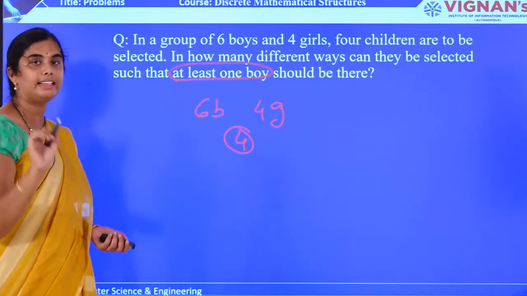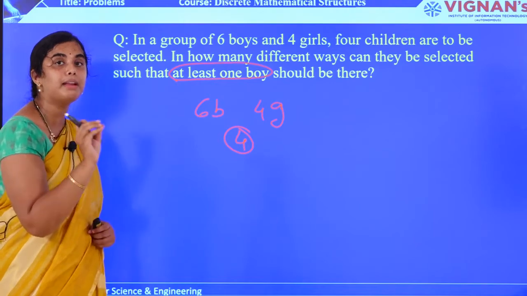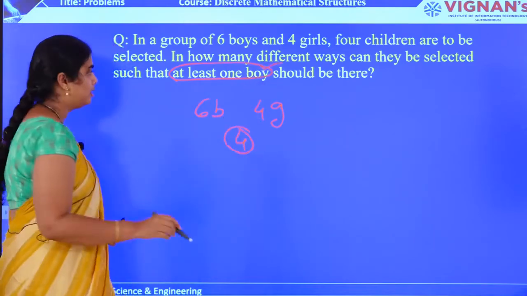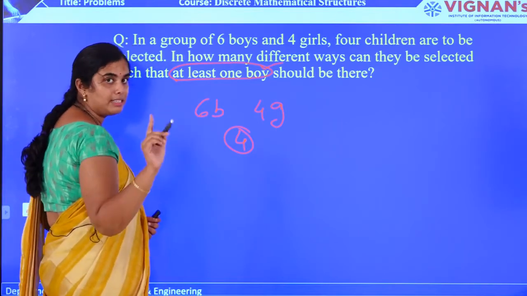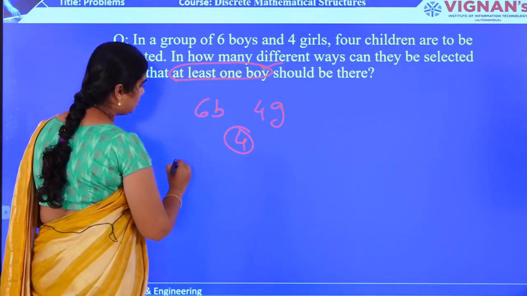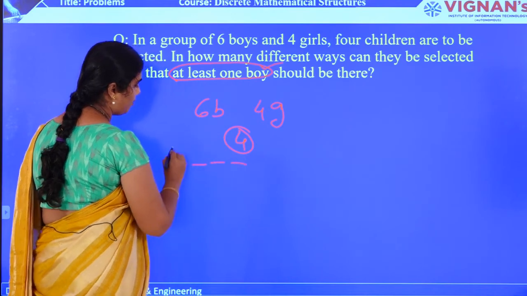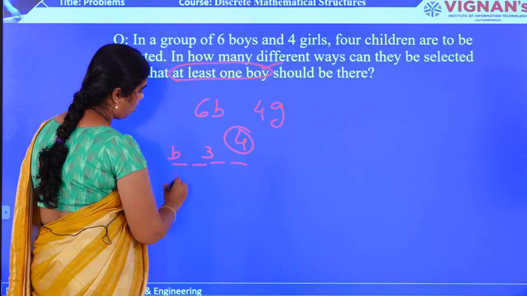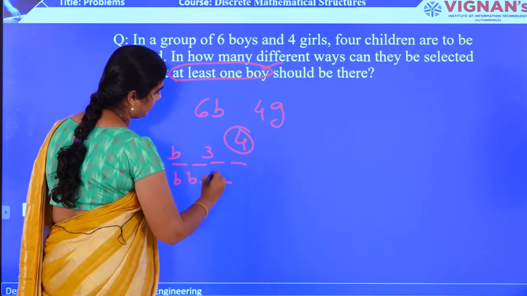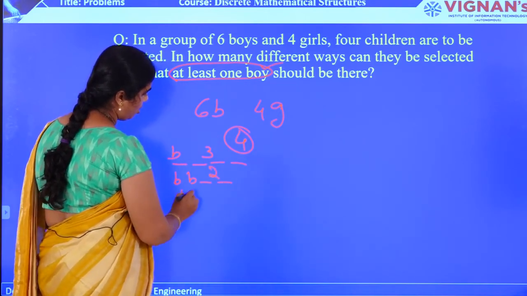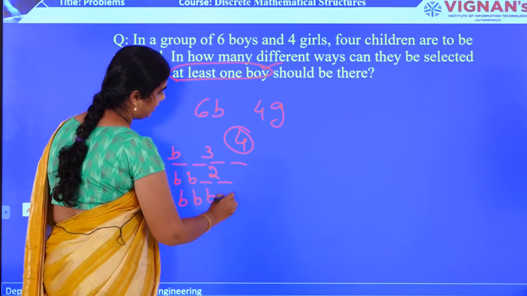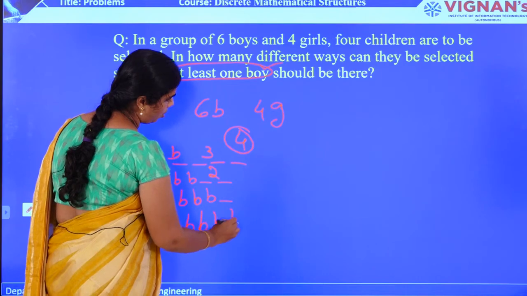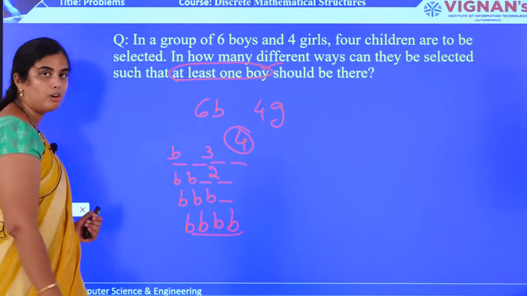You know, right, what at least means? At least means the minimum number of boys. The minimum number of boys is 1. So I need to make groups such that at least 1 boy exists. So 1 boy is mandatory, and the remaining can be 3 girls, or else 2 boys mandatory and the remaining can be 2 girls, or else 3 boys mandatory and the remaining can be 1 girl, or I can take all the 4 boys also.